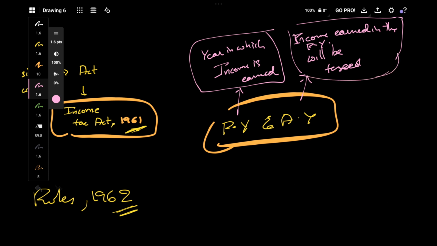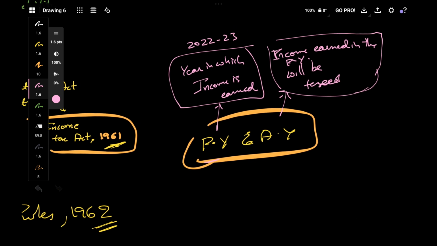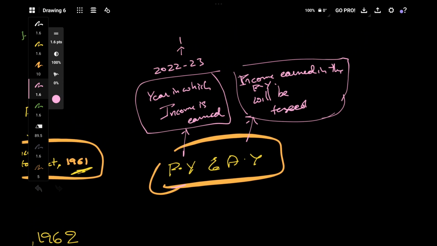So basically in income tax, for example, in 2022-23 income is earned. On this income earned in this year, tax should be paid. Tax is calculated and paid. Assessment means nothing but calculation of tax. That's the reason why it has a name called assessment year. Tax is calculated and paid in this year.